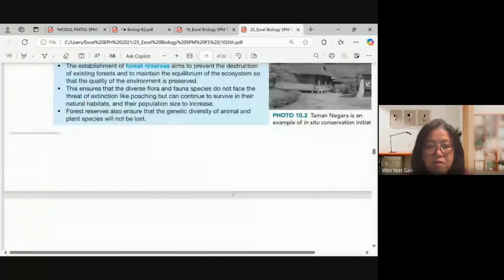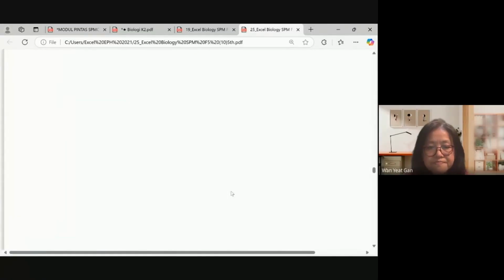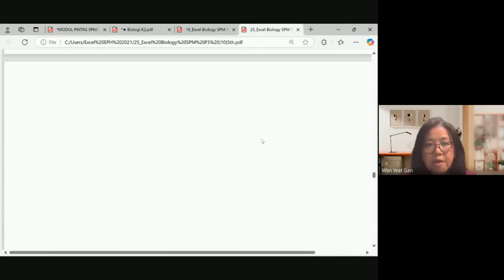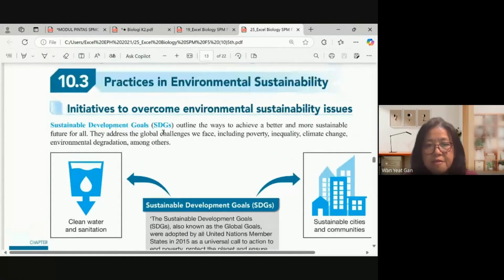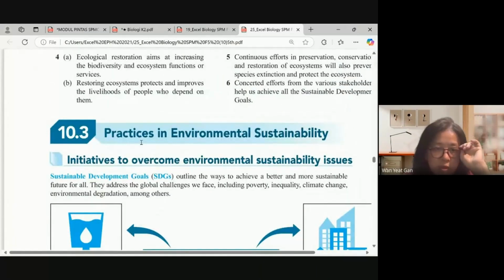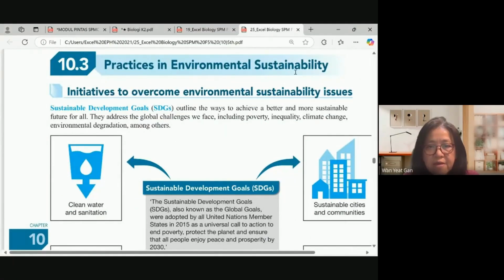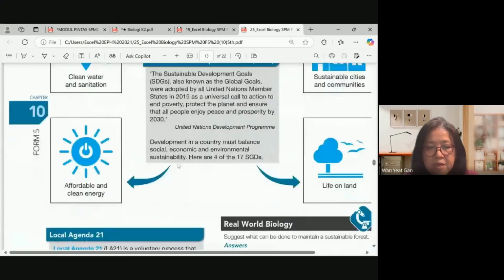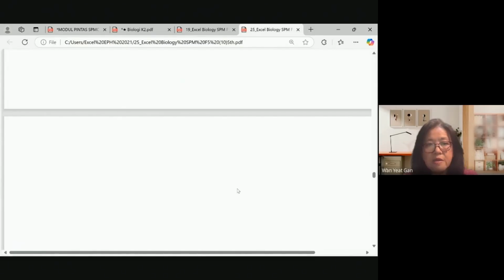Okay, so in this chapter 10.3, which is Form 5 chapter 10, is where you find the practices in environmental sustainability that fit into the question. So the question actually comes from this section, 10.3 of your syllabus, where we look at environmental sustainability. Okay, hold on for a while.